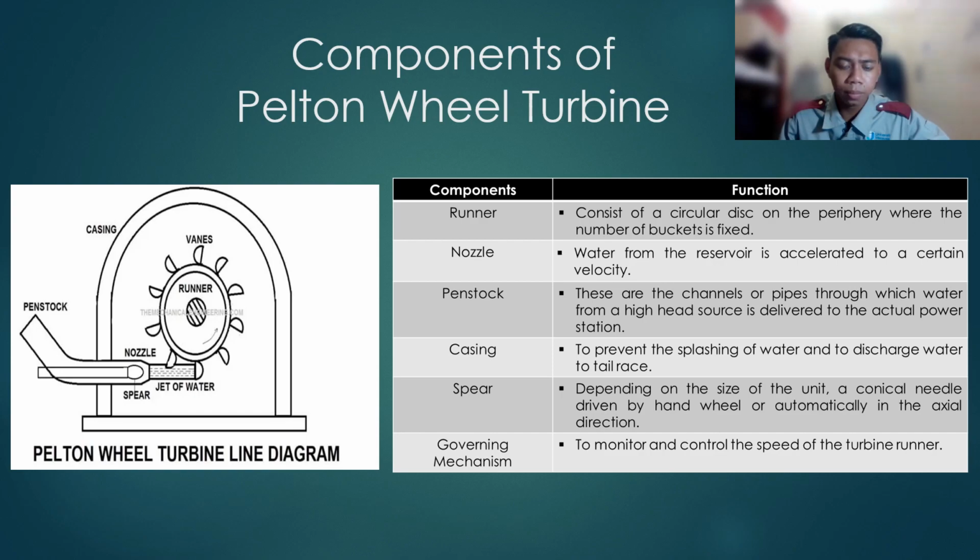Then the casing's function is to prevent the splashing of water and to discharge water to the tailrace. Sphere. Depending on the size of the unit, the sphere is a conical needle driven by hand wheel or automatically in the axial direction. And then lastly, the governing mechanism. The function of the governing mechanism is to monitor and control the speed of the turbine runner. So that's all from me.